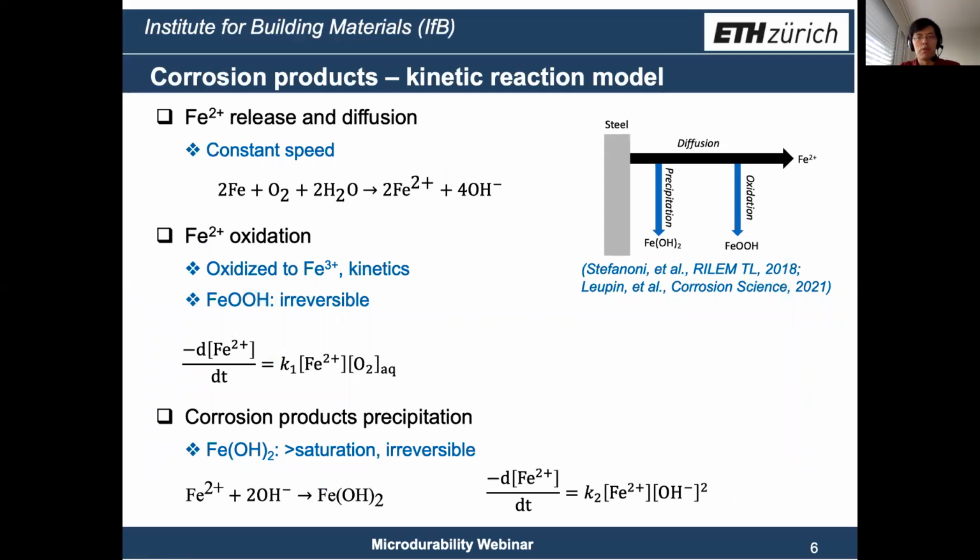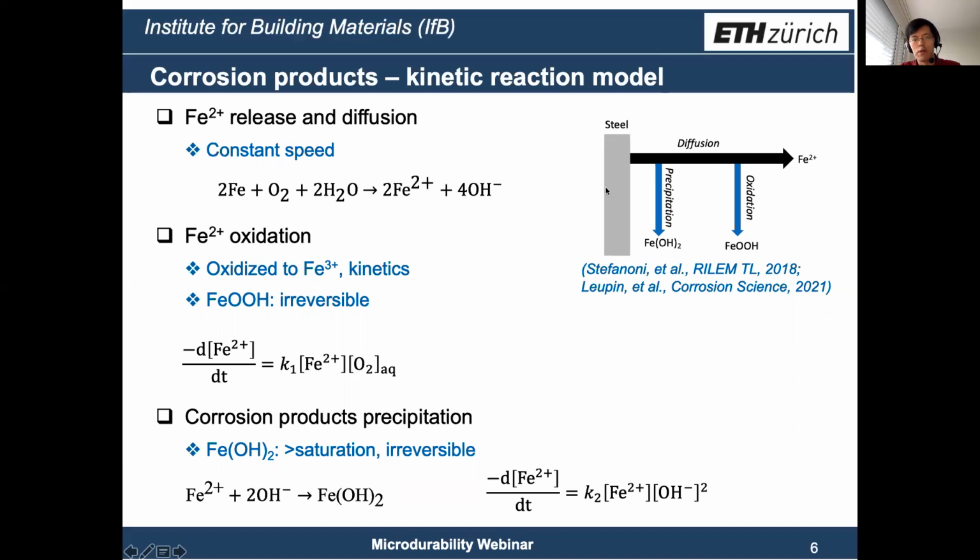For corrosion product formation and precipitation, we use a connected model. In this model, there are 5 processes, including Fe2+ released from the steel surface, and Fe2+ ions diffusing into the concrete matrix. Meanwhile, we have the precipitation of iron 2 hydroxide. Fe2+ ions are also oxidized to Fe3+ and precipitated as iron 3 hydroxide.